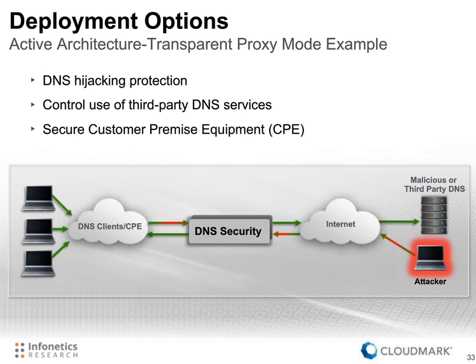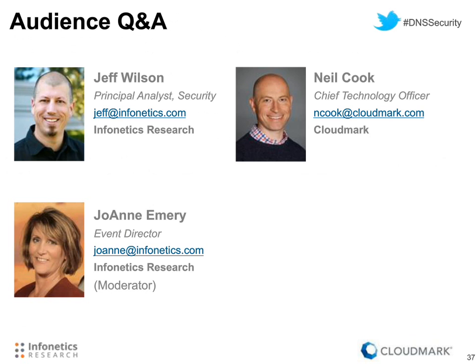So in that case, that third diagram that I showed, where you have a transparent proxy like the Cloudmark security platform for DNS in the network, is actually intercepting the traffic. We know what the valid third-party DNS services are that are allowed, and we'll let you go to 8.8.8.8, which is the Google DNS one, and other services, for example. But then you can say, well, everything else is not allowed. Or we actually have threat intelligence, and we can say, well, we know that these are malicious DNS servers.